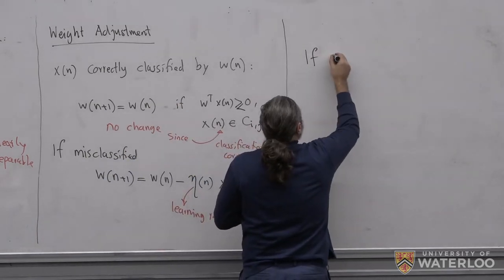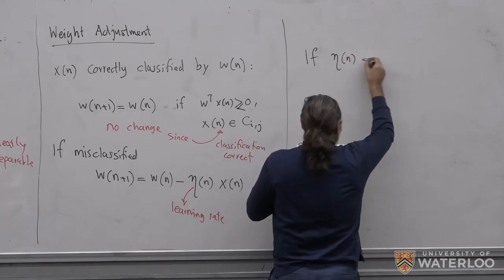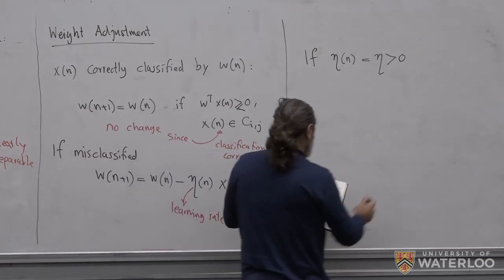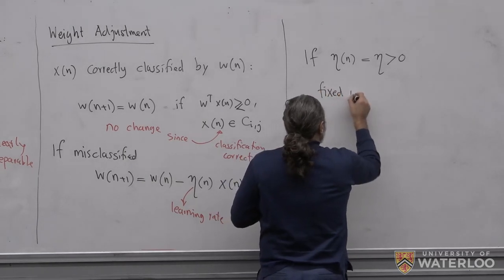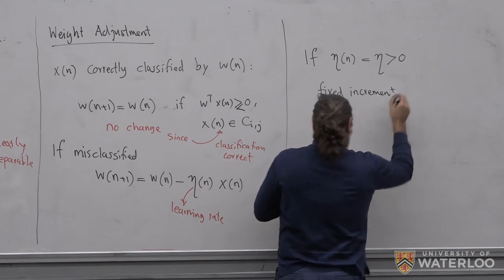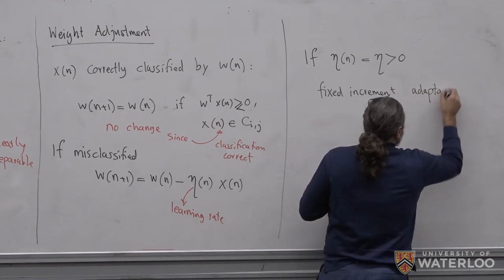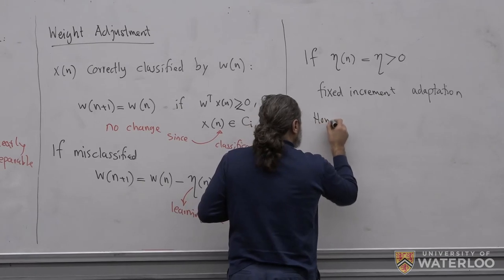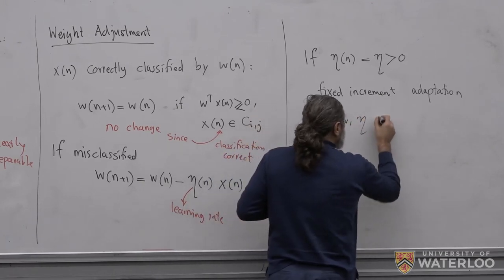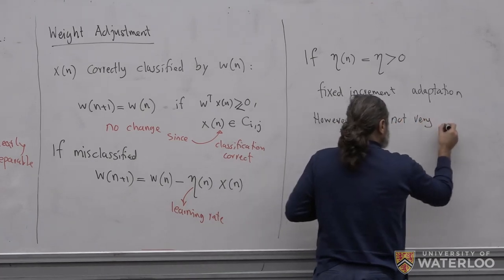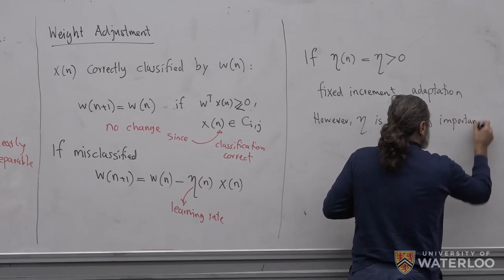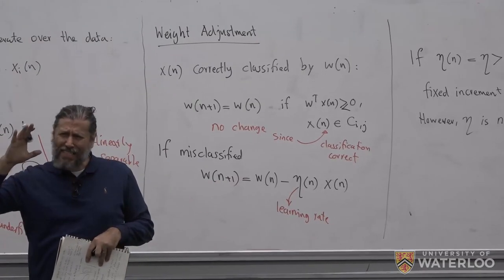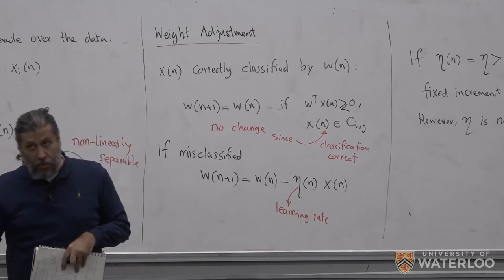So if the eta of n is a positive value, then we have a fixed increment adaptation. However, eta is actually not very important. It's just a factor. It's not a weight. Even if you change it during every iteration, it's not a major factor in the learning process.